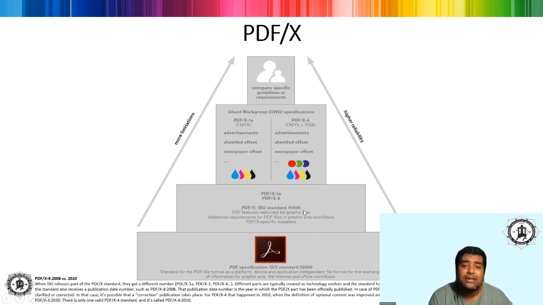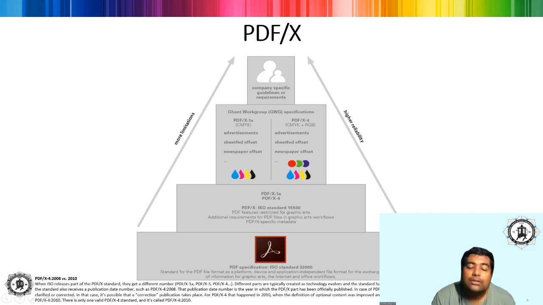Based on this, you have the PDF/X, that is for blind exchange, that is 15930. Now this 15930, that PDF/X standard, is based out of PDF only. That is why I'm saying it's a subset of that entire 32000 standard. So what is allowed and what is not is present in that ISO standard. And you have various versions of those standards like X1a, X4, X6, and all those standards are there, right?